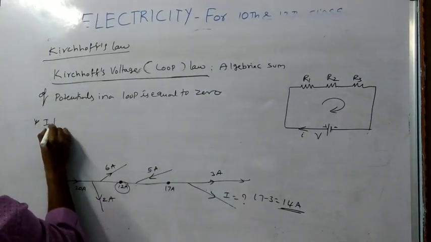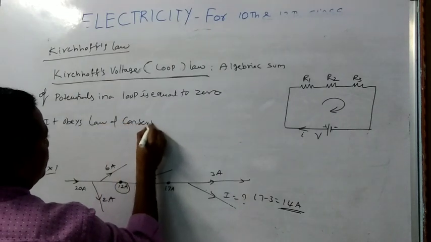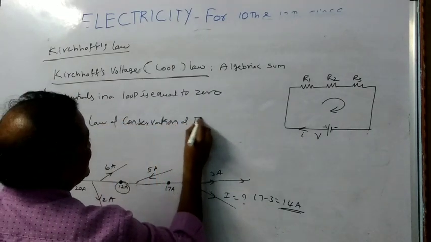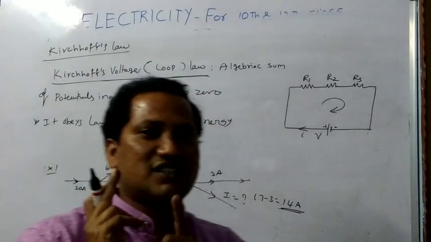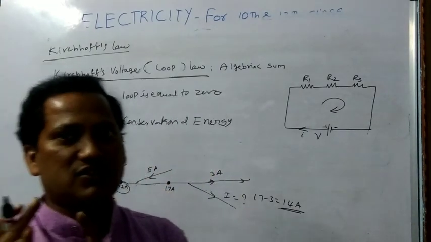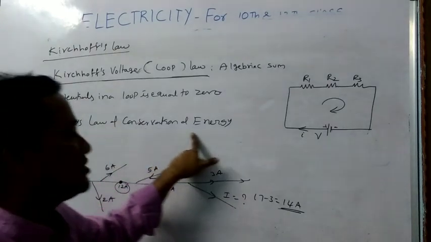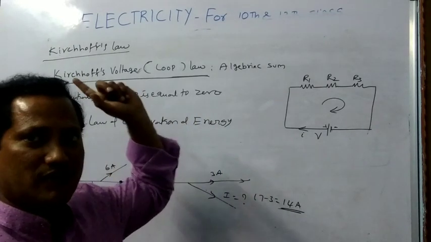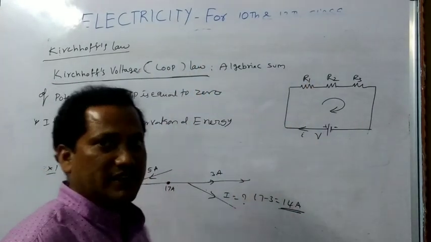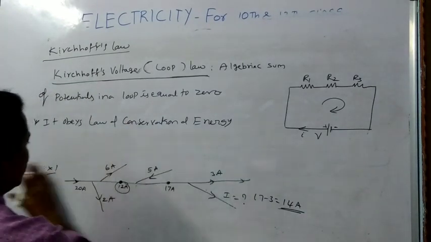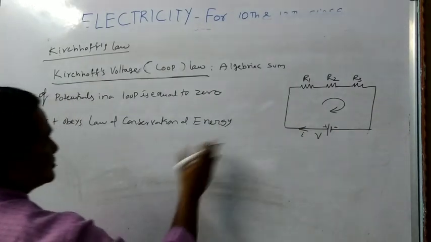Here it obeys the law of conservation of energy. Why? Because potential is there, and we already know the definition of potential: work done per unit charge. Work means energy is there. Simply, for remembering, it obeys the law of conservation of energy. Whereas in the case of the current law, it obeys the law of conservation of charge. Here it is the law of conservation of energy. Got it? So from this, I can find the current in the circuit also.